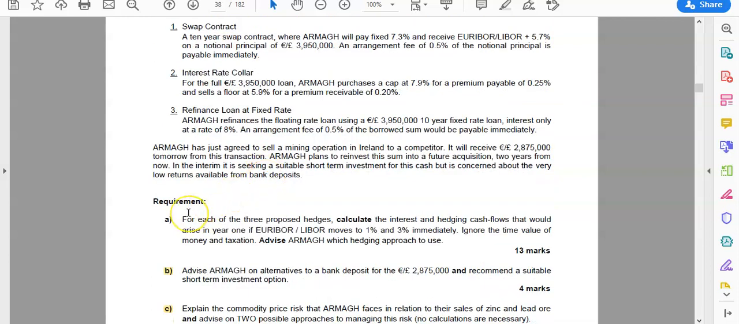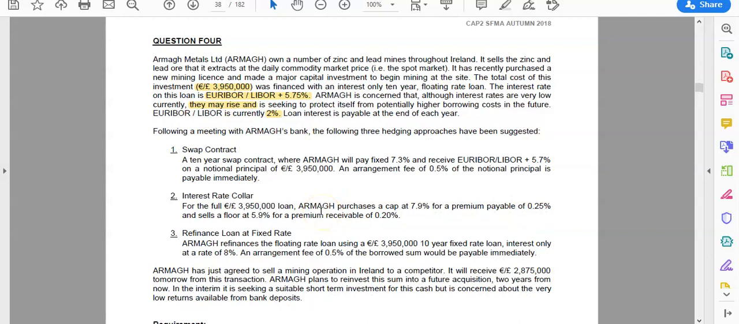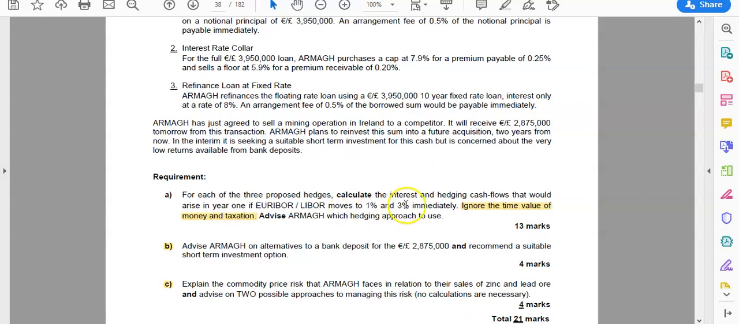And you're asked then in Part A, which we'll tackle first, for each of the hedges, calculate the interest and hedging cash flows that would arise in year 1 only. And they give you 2 different scenarios. And here they tell you to ignore time value of money. So they simplify it slightly. And finally then advise. So first thing always in these interest rate risk questions is ask yourself, what is the company afraid of? In this case it's a loan, so they're afraid that the interest rates will rise. So you're afraid that in the scenario where interest rates go up, you're going to lose money.